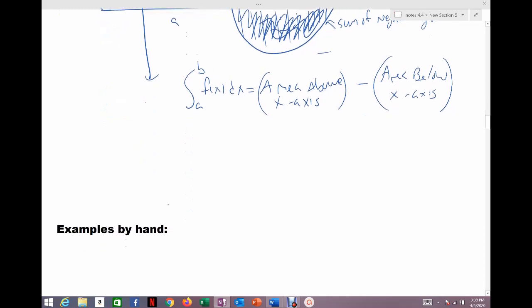The next thing we're going to do is practice solving with the fundamental theorem of calculus by hand, and I'm going to look at the graphs to show you what's happening. That'll be my next set of notes. So we're going to stop there.